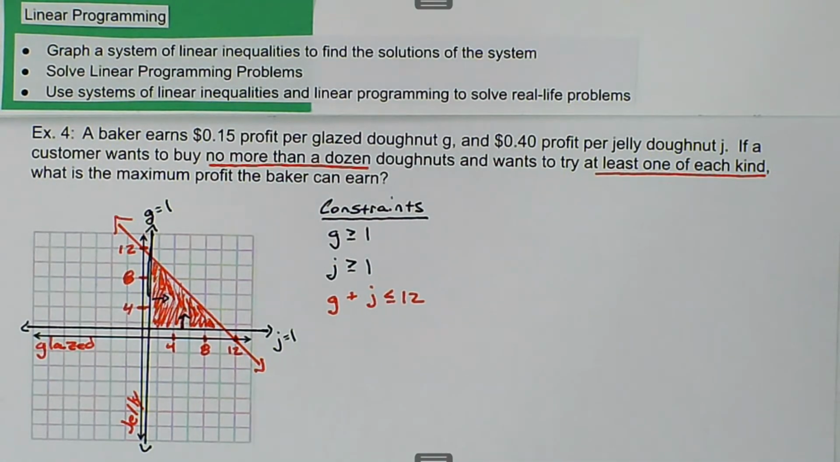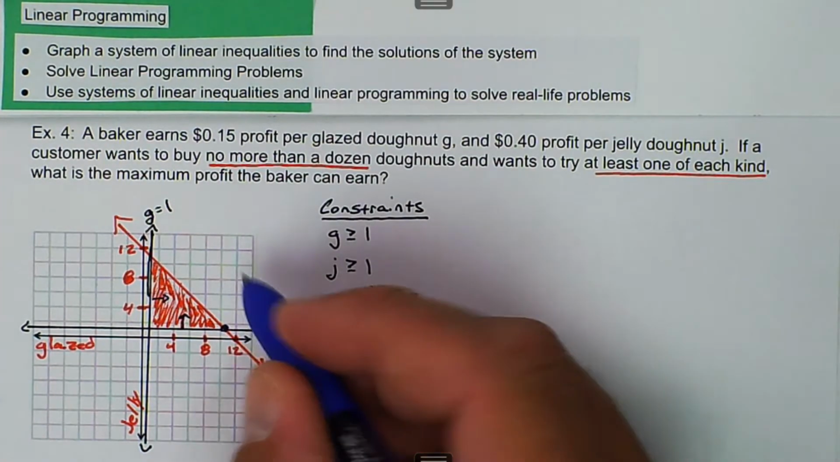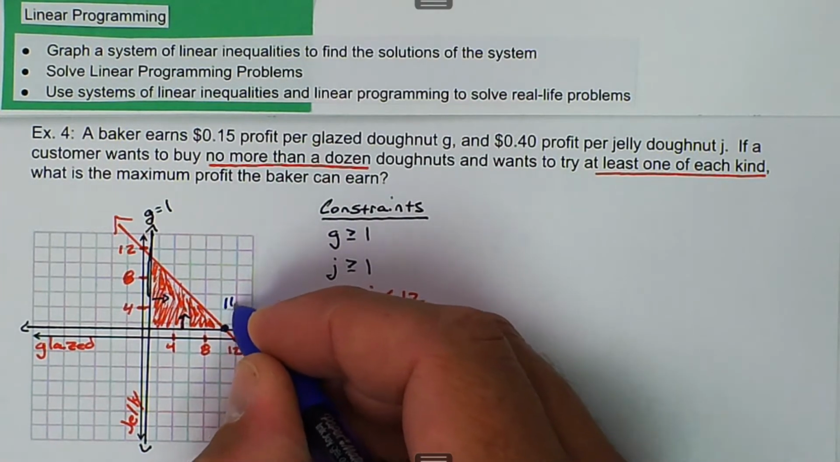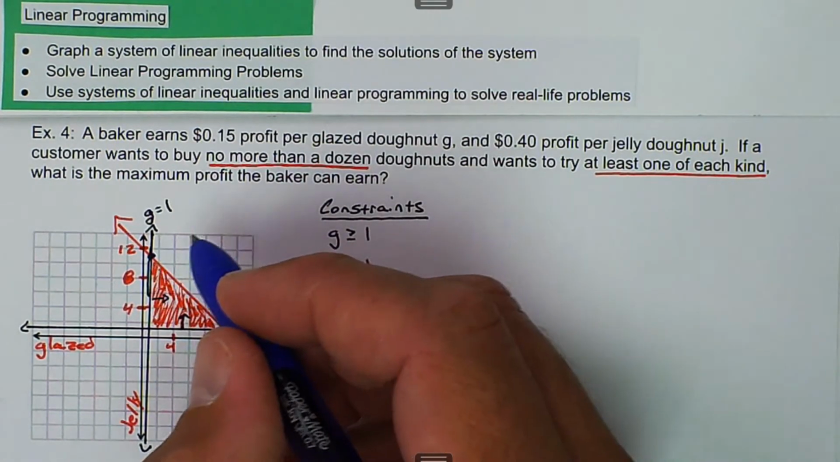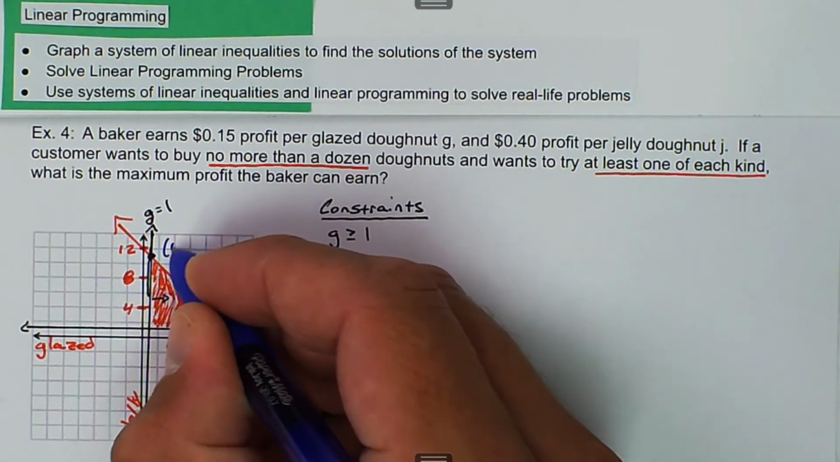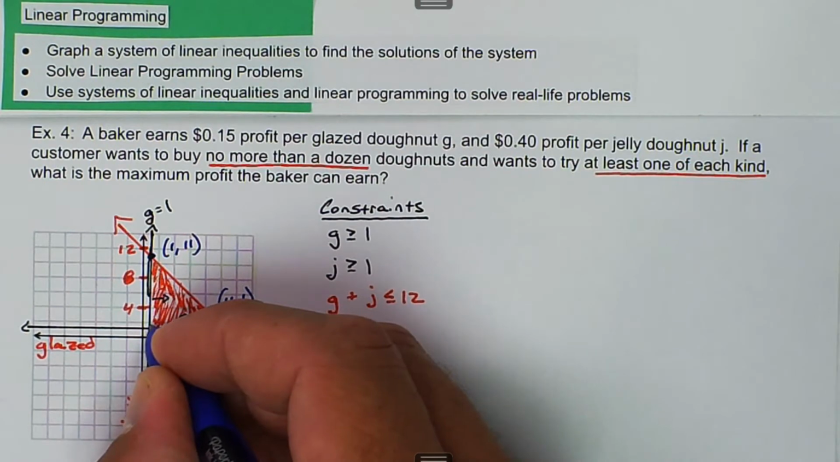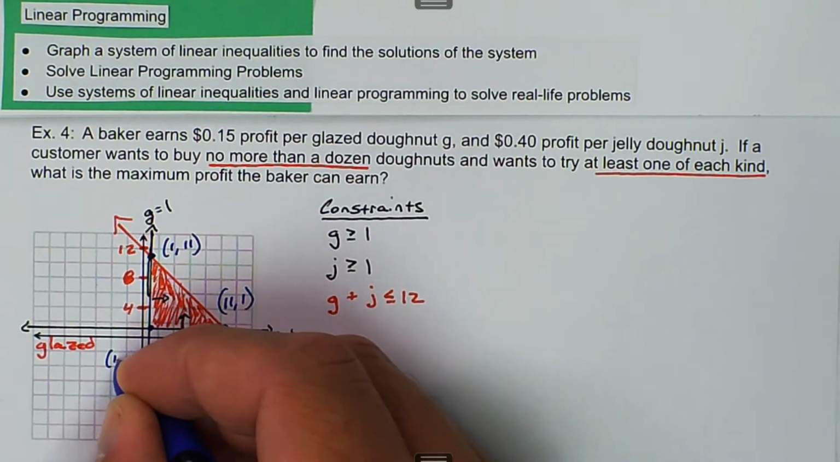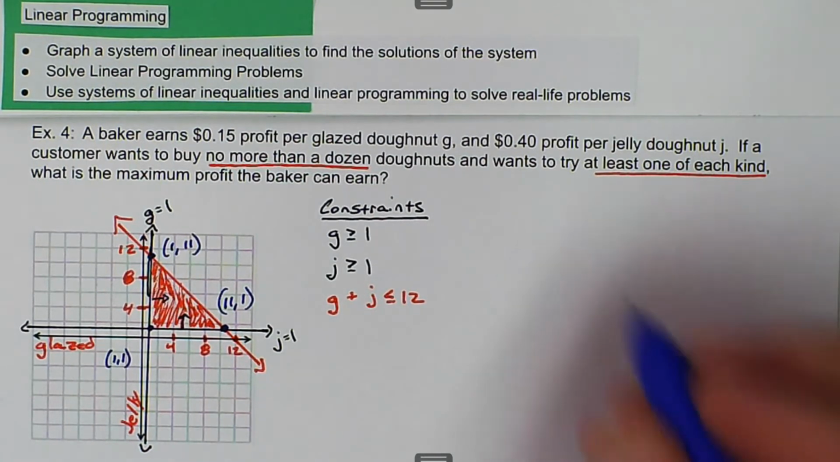So we have to look at what the vertices are. So right here we have a vertex, and that is going to be at (11, 1). Here we have a vertex at (1, 11). And here we have a vertex at (1, 1). So next thing we have to do is decide what our objective function is.